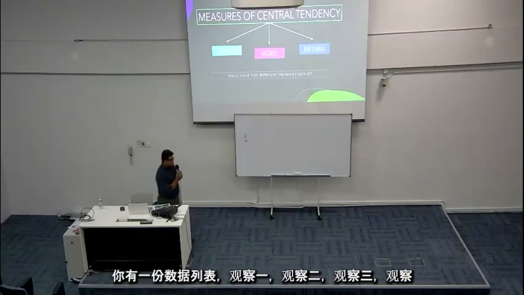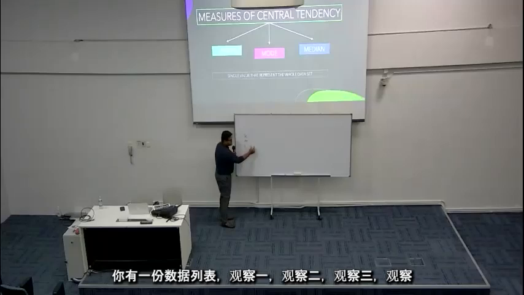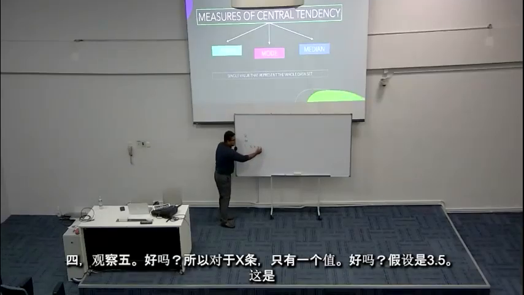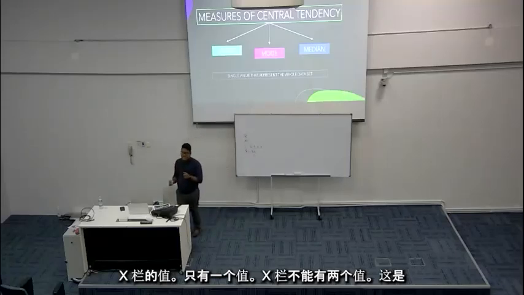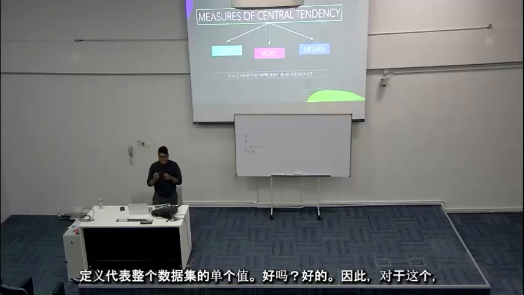For example, you have a list of data: observation 1, observation 2, observation 3, observation 4, observation 5. For the X bar, there is only one value. Let's say 3.5. This is the value for the X bar. You cannot have two values for the X bar. This is the definition of a single value that represents the whole data set.